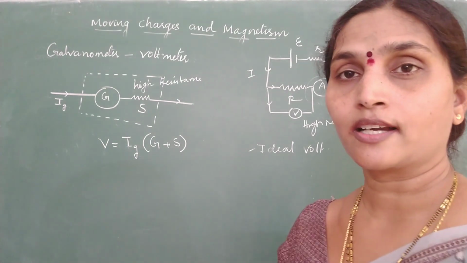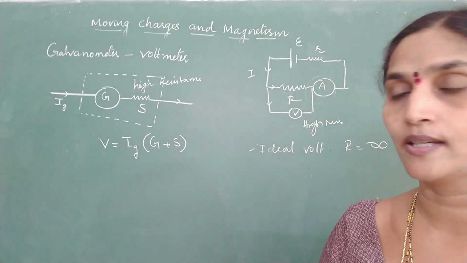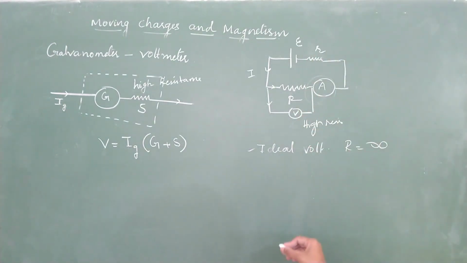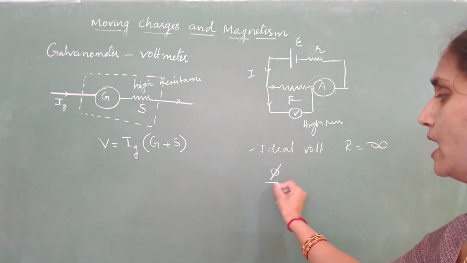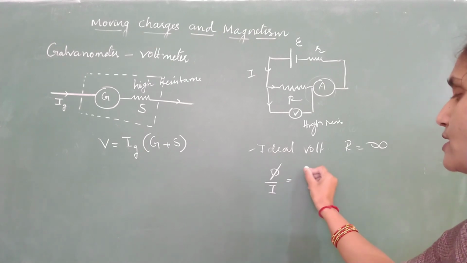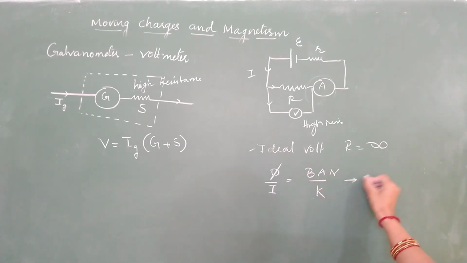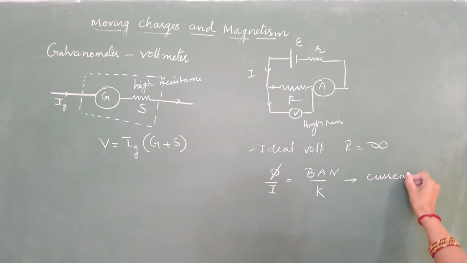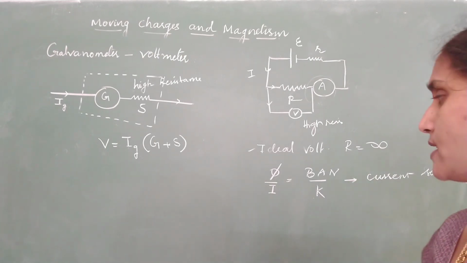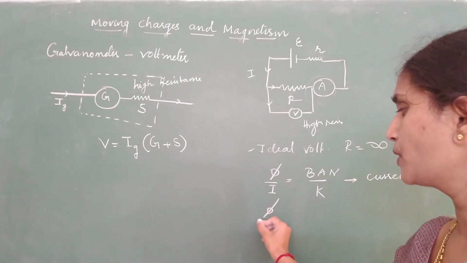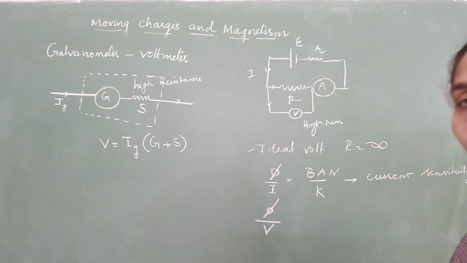Like in the previous class, we have discussed sensitivity. What is current sensitivity of a galvanometer? Phi by I, which is BAN divided by K. This is called current sensitivity. Now coming to voltage sensitivity. The deflection produced per unit potential difference, phi by V. This is called voltage sensitivity.